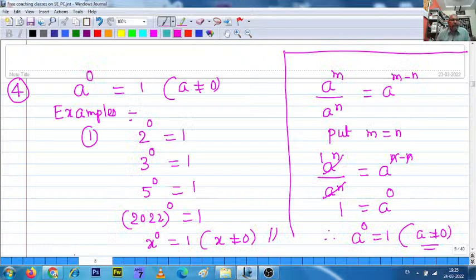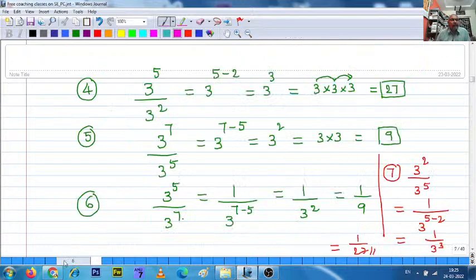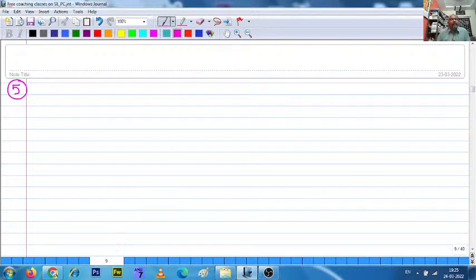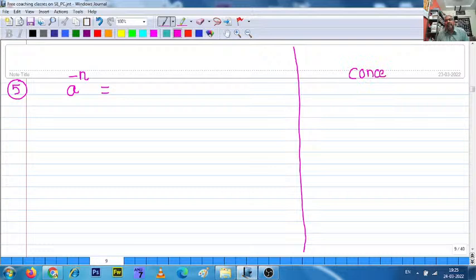In the last session we have completed up to this part, right? Next, now the fifth one: a raised to negative n, where n is a positive number. My dear students, we have this concept, so let us recall it. With the help of this concept, we are going to write the value of a to the power of negative n.